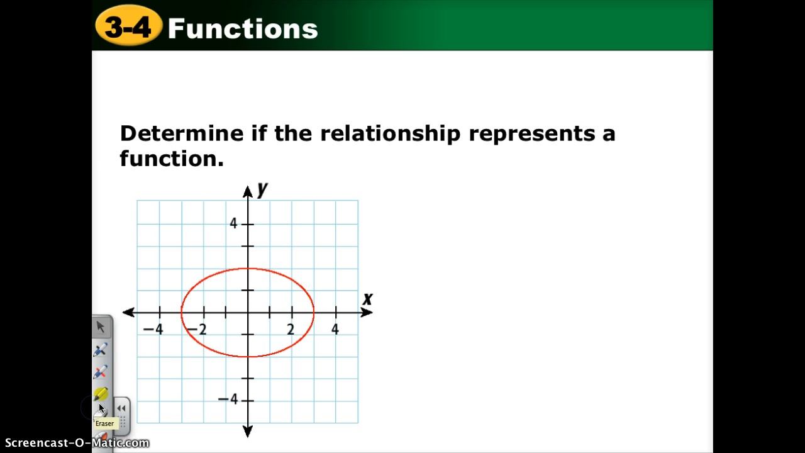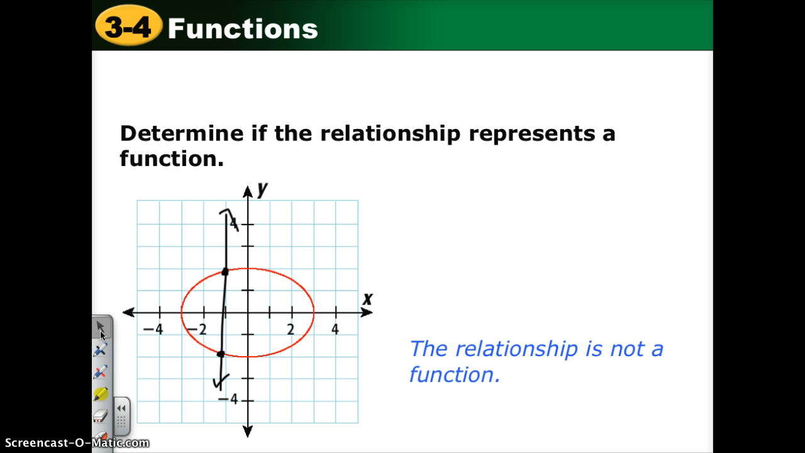Okay, what if we have this graph? If I draw a vertical line right here, I cross through the circle or oval once and twice. So this is not a function because I cannot cross through only one time.